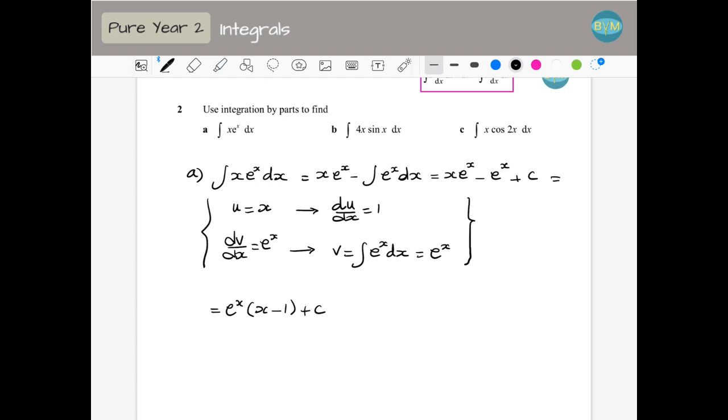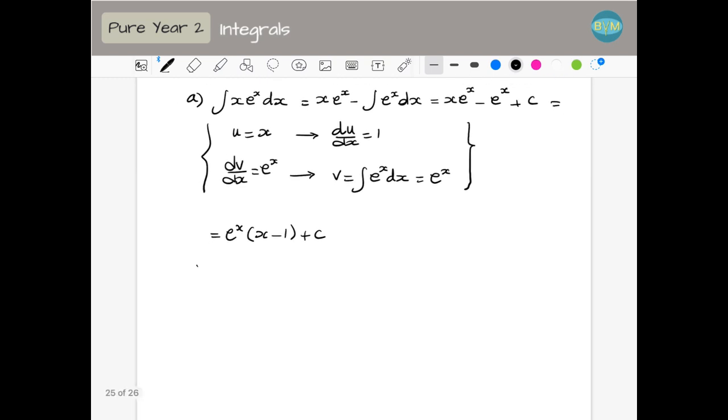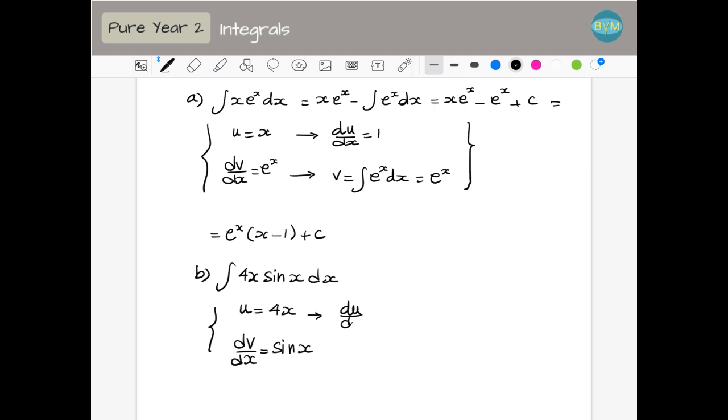The second one, I have 4x sine x. So b is integral of 4x sine x. And again, I'm going to get 4x as u, so it becomes smaller when I derivate. And the other function is going to be my dv by dx, so sine x. I'm going to derivate this one to have du dx, which is 4, and I'm going to integrate this one to have v. So v is minus cos x.